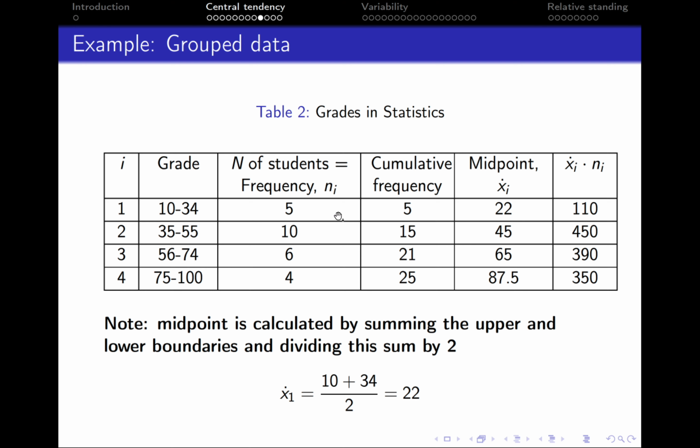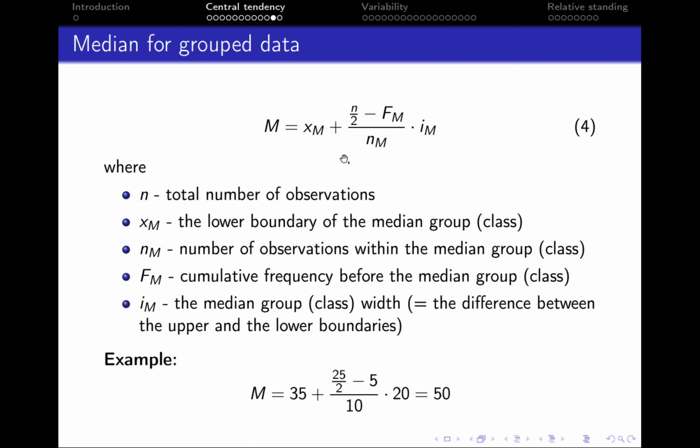The first group has only 5 students, so definitely number 12 and number 13 are not there. Then if we look in the second group, it will be right there, because the second and the first group together give us 15 observations. So number 12 and number 13 will be in the second group, which means that group number 2 is the median class. And we can see that the lower boundary in this class is 35. So that's the first value for the equation.